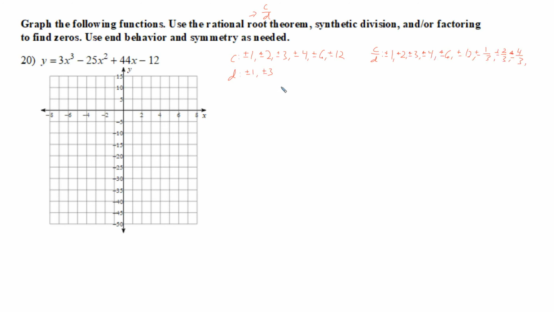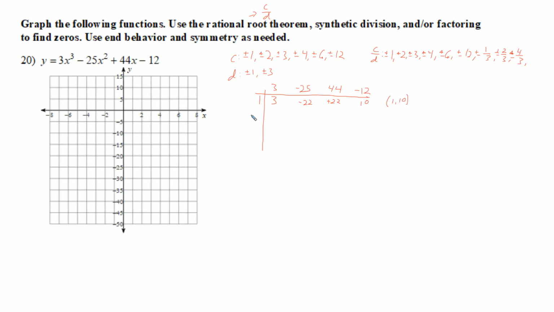Now let's go ahead and use synthetic division to find our first 0. So let's try 1. Let's be hopeful. List our coefficients: 3, negative 25, 44, and negative 12. Bring down the 3. 1 times 3 is 3, plus negative 25 is negative 22. 1 times negative 22 is negative 22, and then add that to 44 is positive 22. 1 times 22 is 22. Plus negative 12 is 10. Well, that's not a 0, but not completely a waste because we know the point (1, 10) will be on our graph.